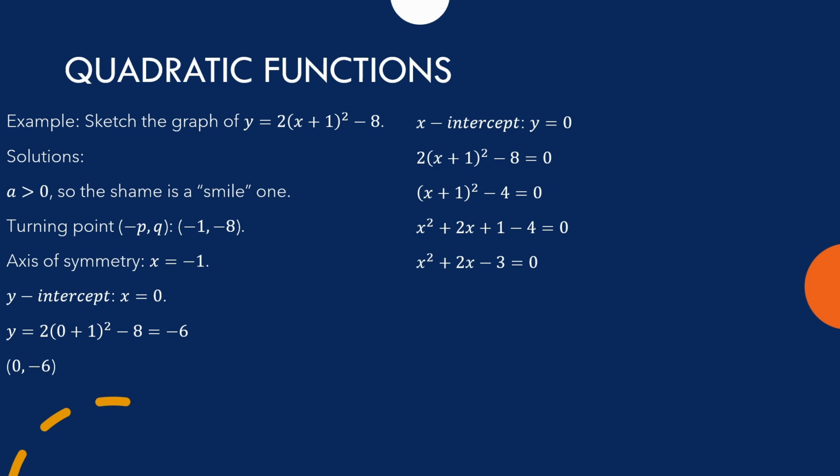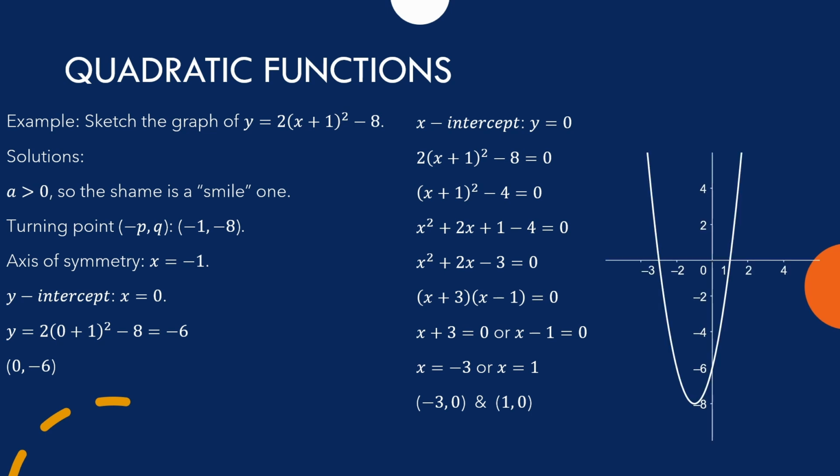And now factorizing that expression, I get (x + 3)(x − 1) equals 0. Hence, x + 3 equals 0, or x − 1 equals 0. And hence, x equals −3, or x equals +1. And hence, my x-intercepts are as follows: (−3, 0) and (1, 0). And my graph is as follows, as you can see on the far right on my screen.